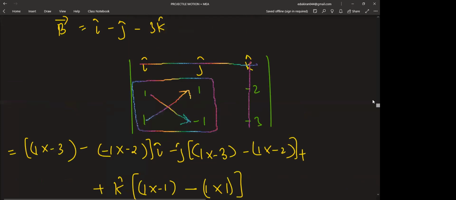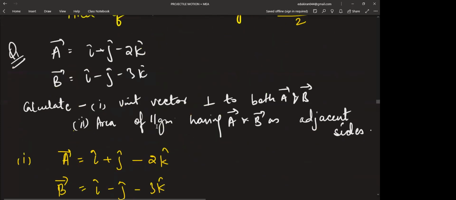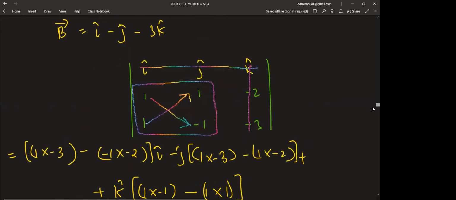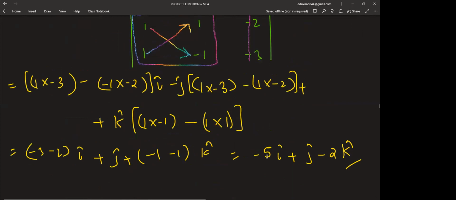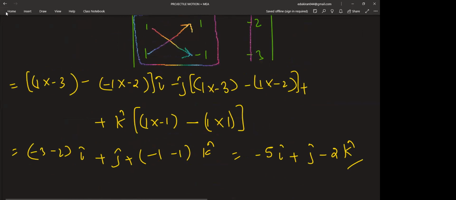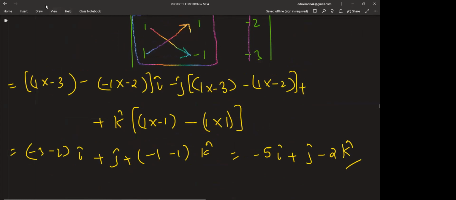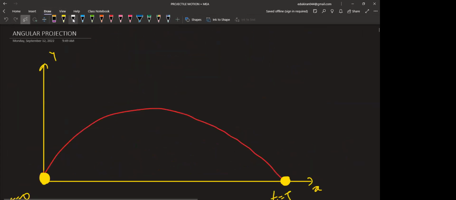Now you have to take out the magnitude for the parallelogram. Area of the parallelogram is mentioned. See, magnitude of A cross B. So whatever you have calculated right now, just calculate its magnitude. And if the area of the triangle is asked, then just divide the magnitude by 2. So you know, Zainab, how to calculate the magnitude, right? Yes, ma'am. Under root minus 5 whole square plus 1 whole square plus minus 2 whole square. That will give you one definite answer, which will be the area of the parallelogram. Is it clear, Zainab? Yes, ma'am. Okay.